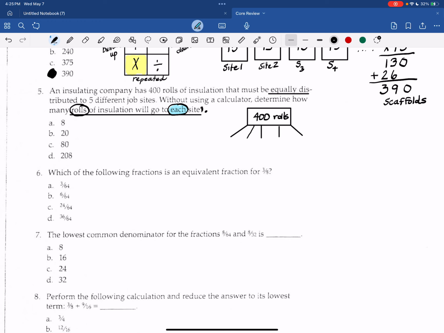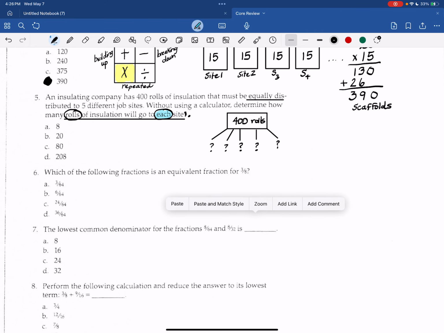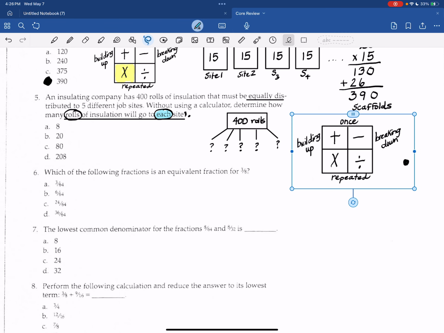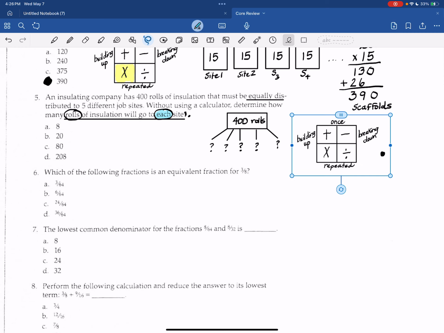Okay. So the question is, at each of those locations, what will it be? So are we building up or breaking down? We are breaking down. Are we doing it once or over and over? We're doing it over and over 5 times. So this is repeated breaking down, and this is division.